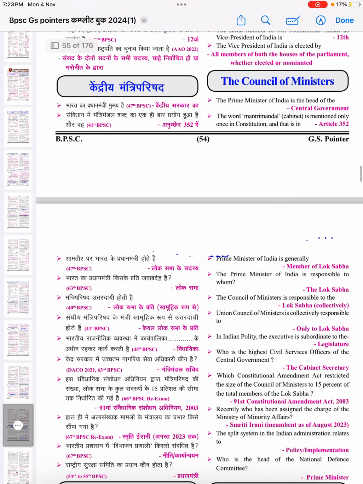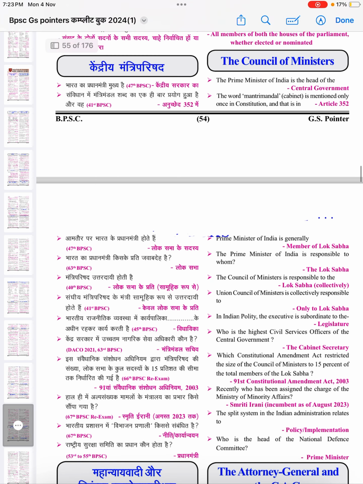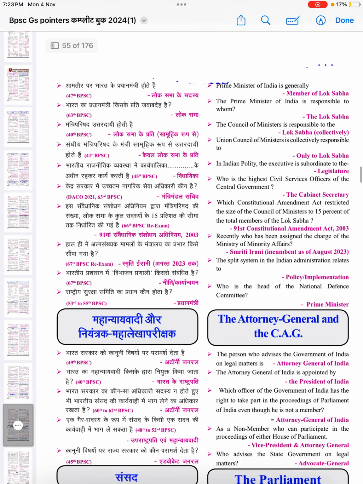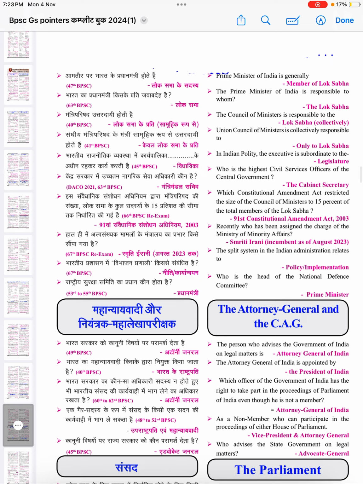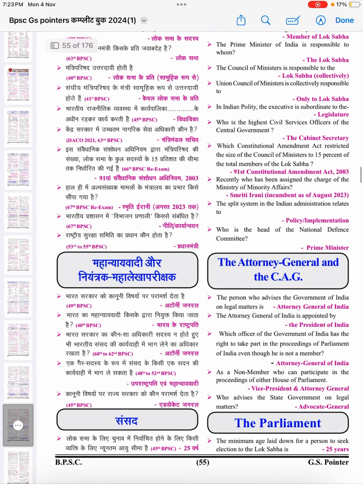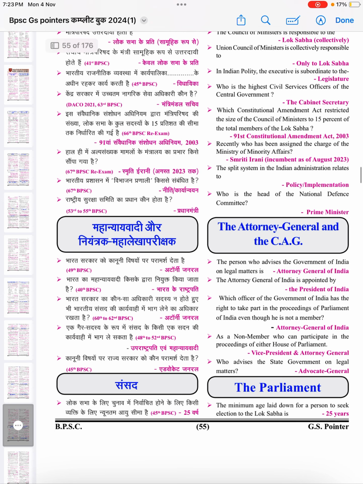The Council of Ministers. The Prime Minister of India is the head of the central government. The word Mantri Mandal, Cabinet, is mentioned only once in the Constitution, and that is in Article 352. The Prime Minister of India is generally a member of Lok Sabha. The Council of Ministers is collectively responsible to Lok Sabha. The executive is subordinate to the legislature.